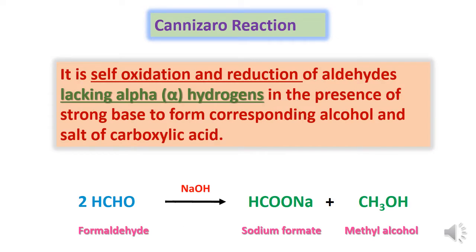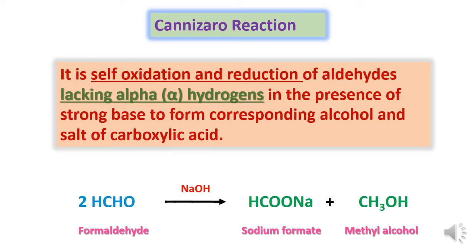Now if we see the Cannizzaro reaction, in this reaction there is a self-oxidation and reduction of aldehydes lacking alpha hydrogens in the presence of a strong base to form the corresponding alcohol and the salt of a carboxylic acid. So we are taking here the example of formaldehyde. Now this formaldehyde lacks the alpha hydrogens. There is no presence of alpha hydrogen, and in the presence of a strong base like NaOH, sodium hydroxide, it gets converted to sodium formate and methyl alcohol.